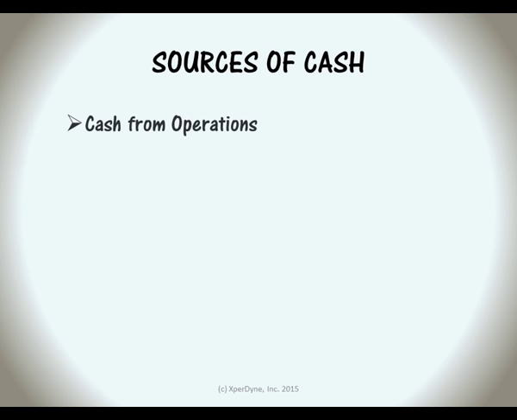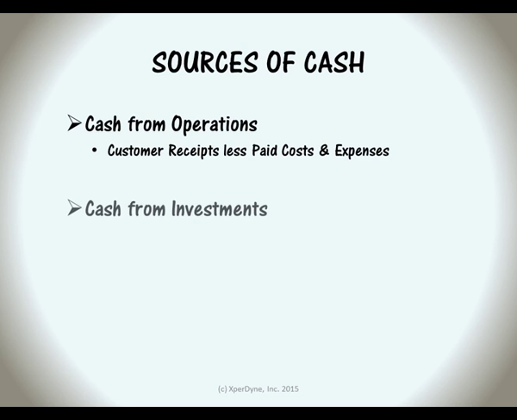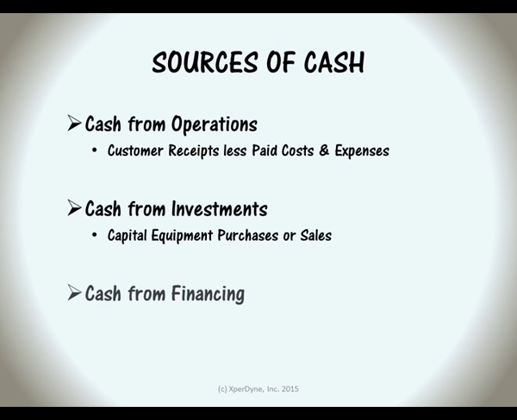Operations generate the majority of cash and include customer receipts less cash used to pay current costs and expenses. Purchasing investment reduces cash, but selling business equipment increases cash. Finally, cash is generated from financing activities, such as bank loans or selling stock to investors. While cash flow analysis uses many of the same terms as income analysis, they often refer to different financial transactions.